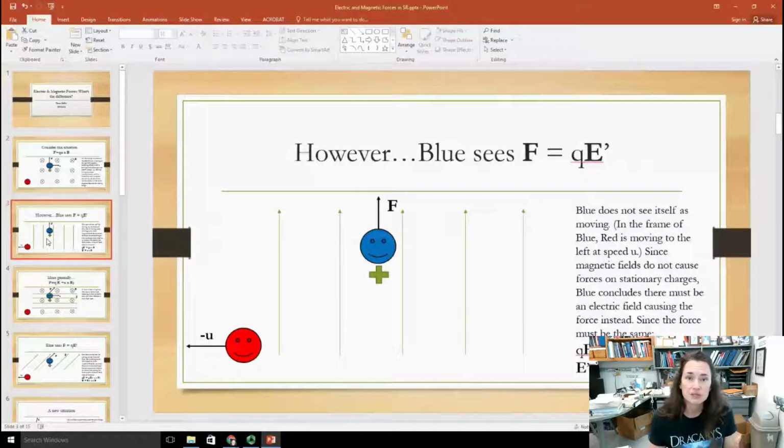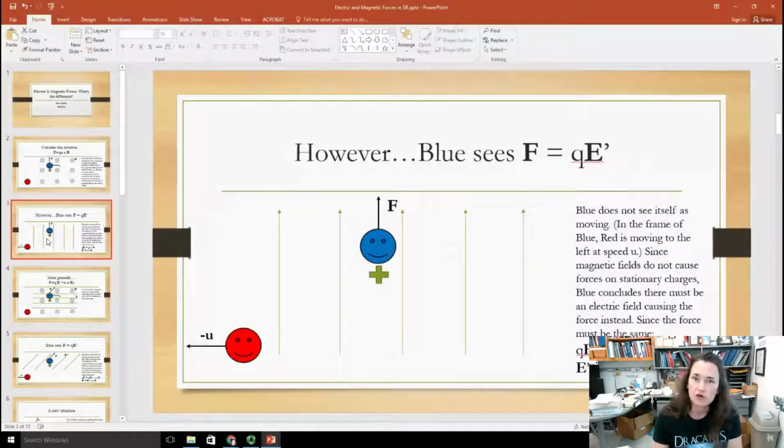And now since both red and blue have to agree that there's a force, they have to agree that the magnitude of the force should be the same, then what we can conclude is that any upward force that blue sees in his frame has to be equal to the force seen by red in his frame. So here we have QE prime is equal to Q u cross B. Or, canceling Q out of both sides of an equation, E prime is equal to u cross B.